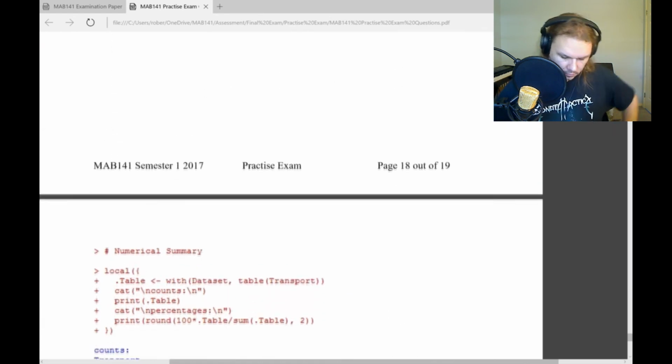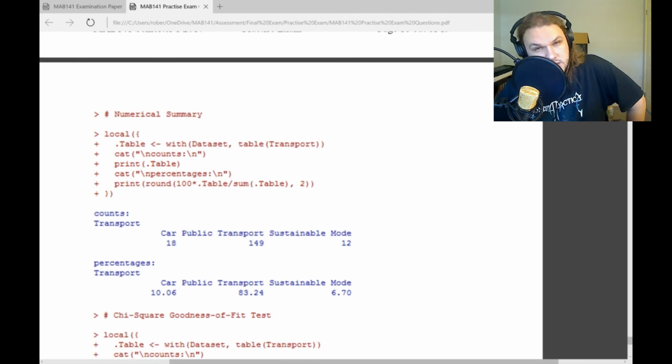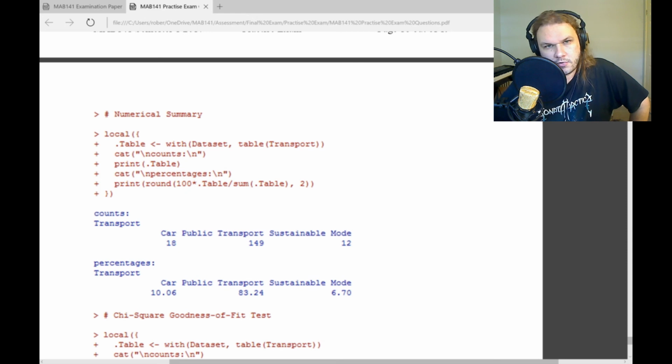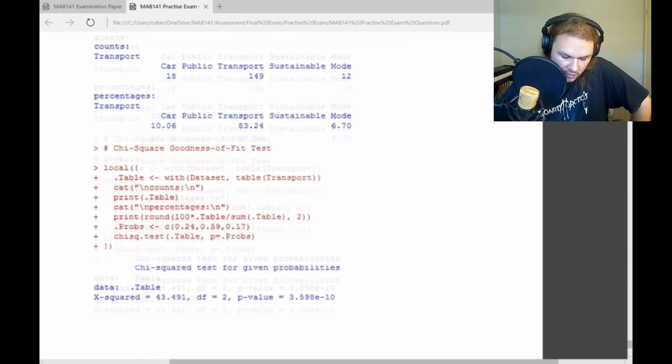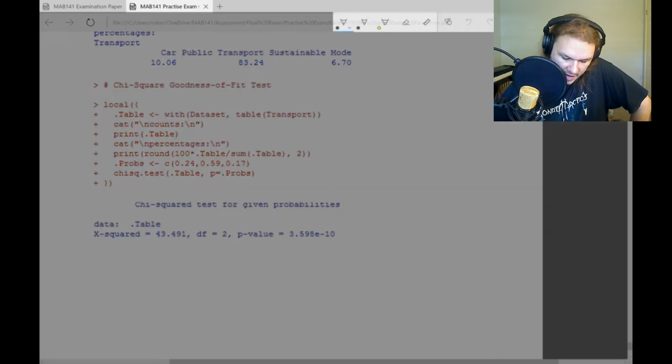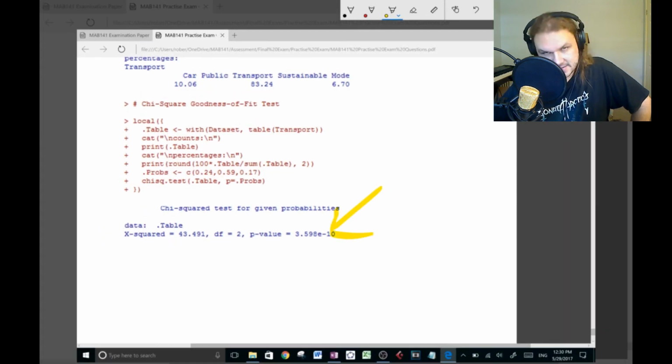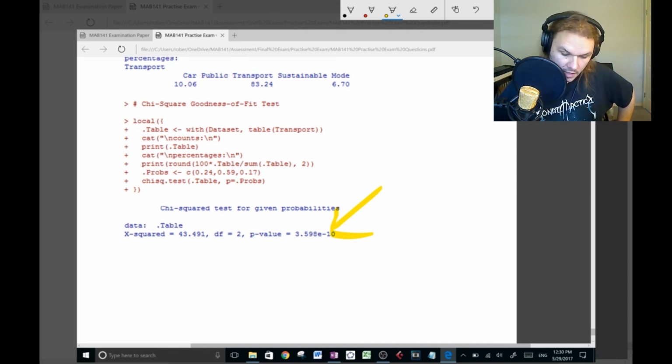Yes, it's different. Is it different enough to suggest that there is a difference, that the population this sample comes from is not the same as one that's consistent with UQ? Well, we have a look at the chi-square goodness of fit test, and the answer to that question is yes. That is a significant enough difference. We have a low p-value.